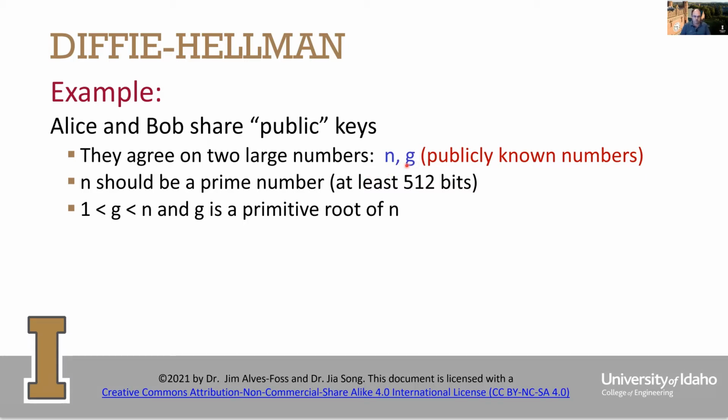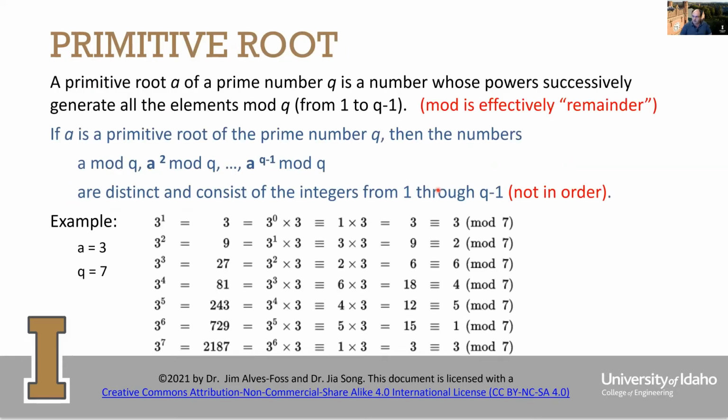These are publicly known. N should be a prime number, so not divisible by any other number other than 1 and itself. It should be large, at least 512 bits in length, preferably 1024. G needs to be between 1 and N, and G should be a primitive root of N. Now, what do I mean by primitive root? A primitive root of a prime number is a number whose powers successfully generate all the elements mod N.